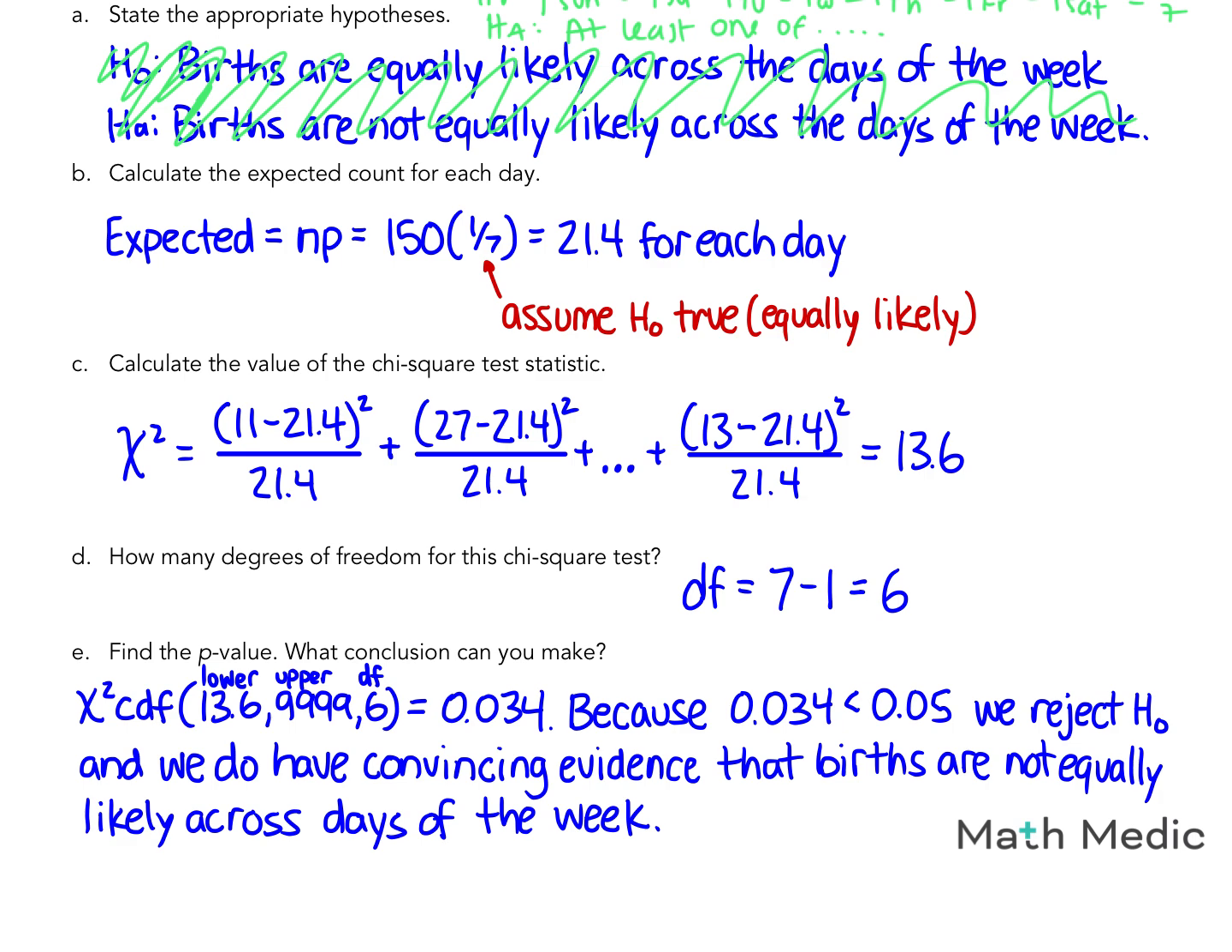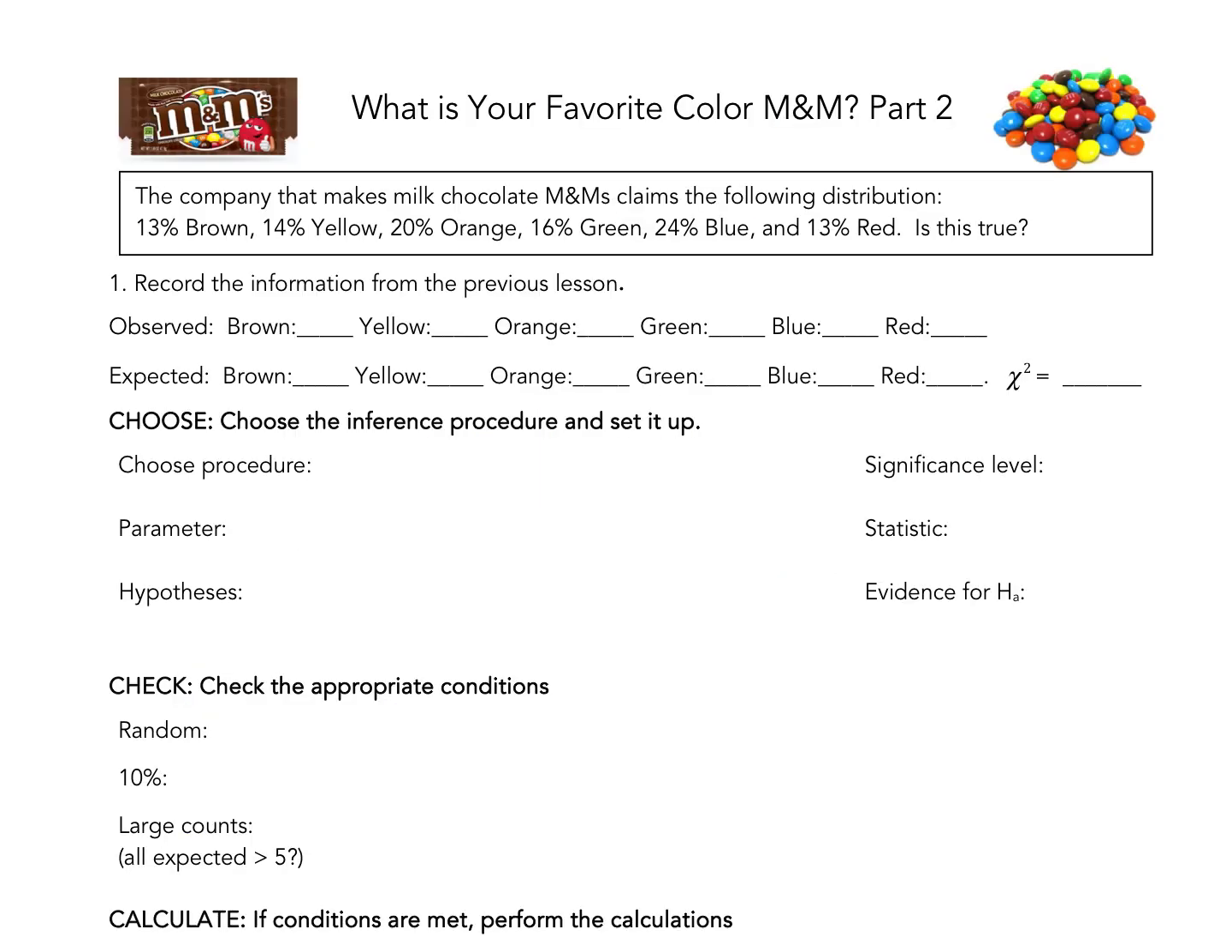Okay, so what we're going to do now is use the same data and put together the whole test. So we're going to do the test from start to finish. So this is your next page. I need us to copy down the numbers that we had from before. The observed were 123, 180, 231, 176, 204, and 134.